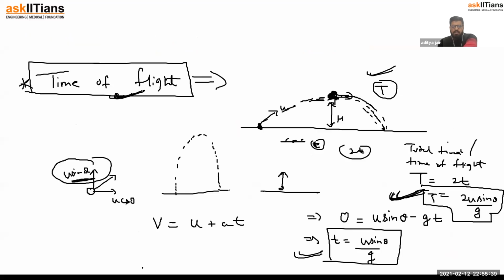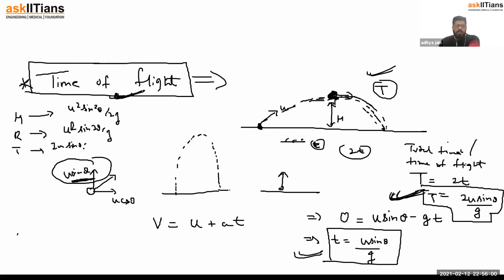So we have seen three things: range, maximum height, and time of flight. What was maximum height? Remember, u square sine square theta by 2g. What was range? It was u square sine 2 theta by g. And what was time of flight? It is 2u sine theta by g.